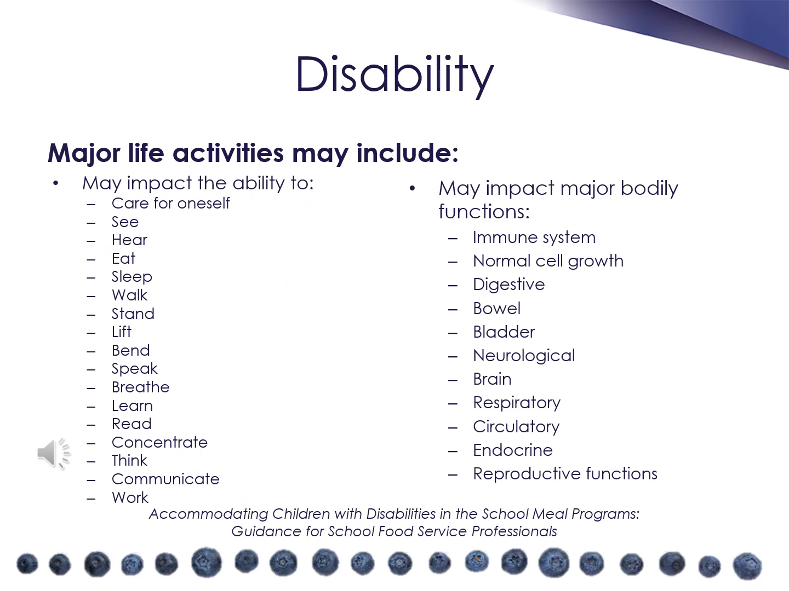The definition of disability talks about major life activities, but what does that entail? A major life activity may include anything that limits a person from taking care of oneself or alters how someone can see, hear, speak, learn, read, think, etc. A major life activity also includes anything that limits bodily functions, such as the immune, digestive, or endocrine systems, as well as other systems listed on this slide.